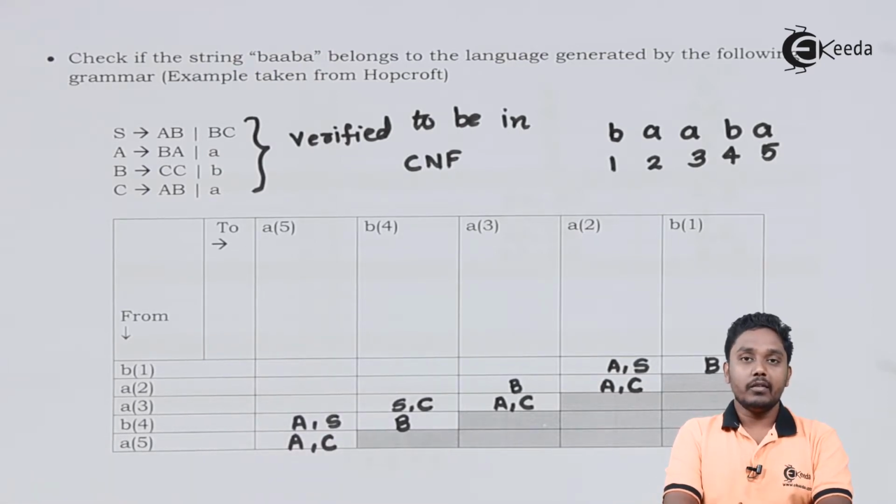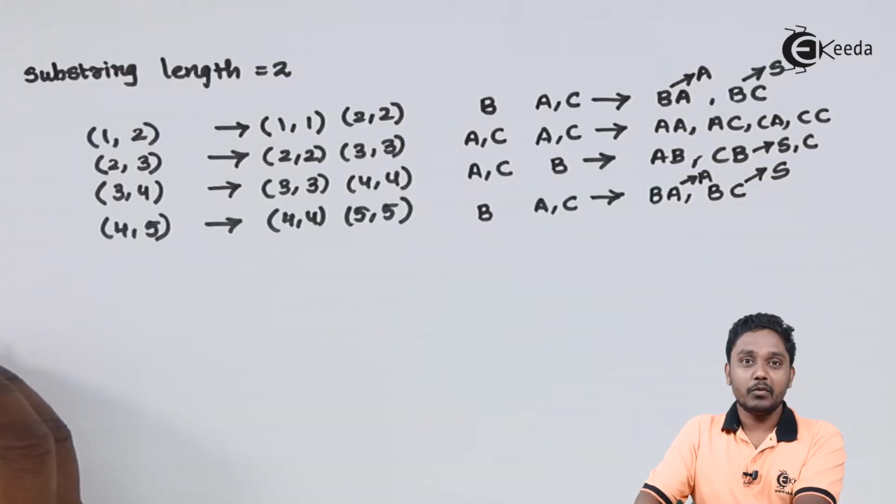Over here, you can see that we have found the productions for all substrings of length 2. Now, let us find productions which are producing strings of length 3. Let us see substrings of length 3.